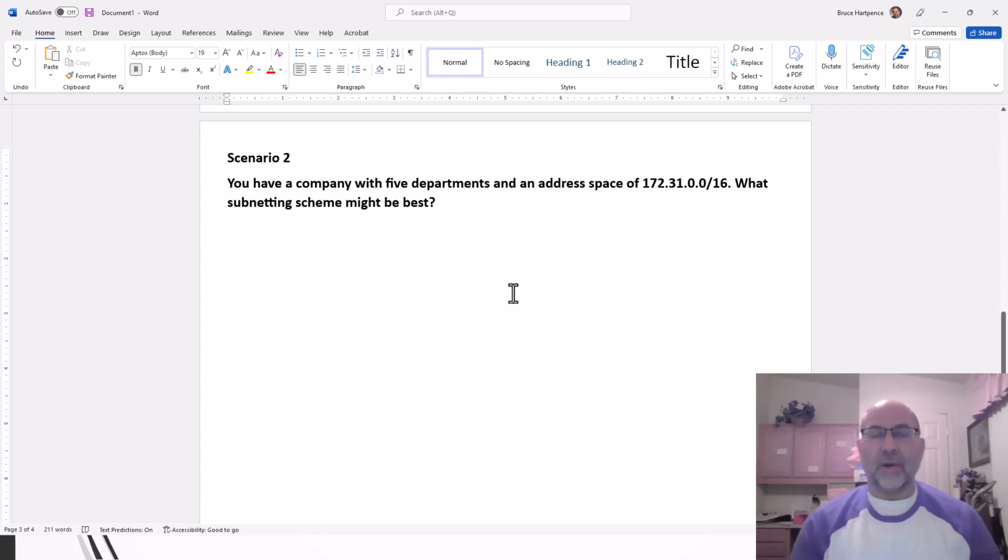All right, scenario 2, we have a company with 5 departments and an address space of 172.31.0.0/16. What subnetting scheme might be best? Now, again, we're going to keep it simple right now. We're just going to say, well, I've got this classful address space and all my subnets are going to be the same size. Now, it might be very tempting to say, oh, that's easy. I'll do 5 subnets. So we want 5 subnets.